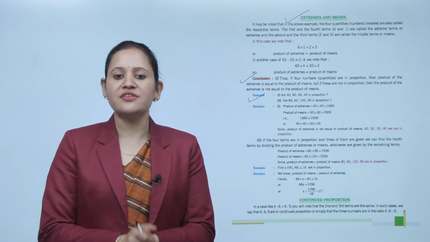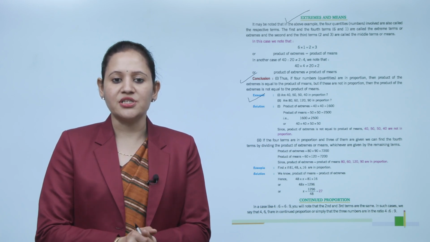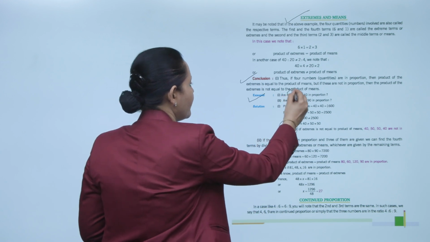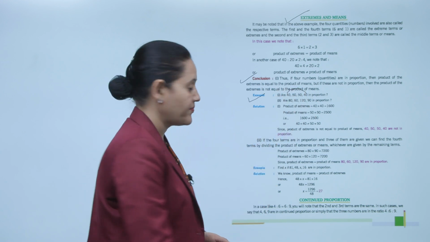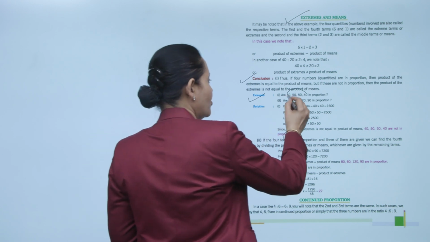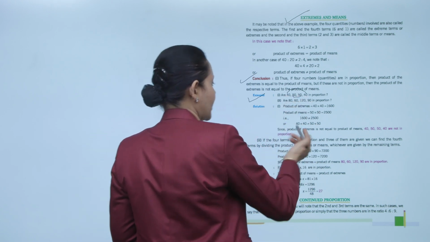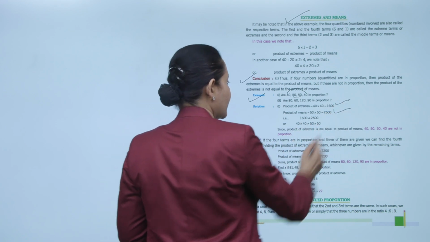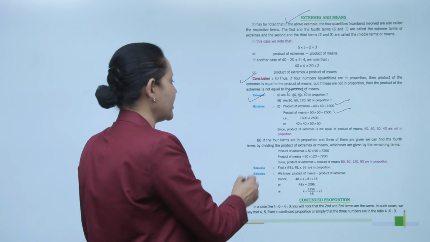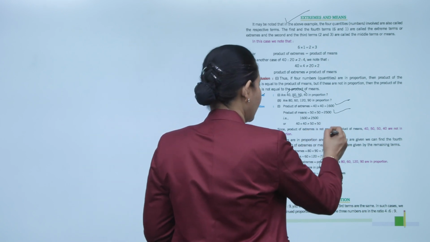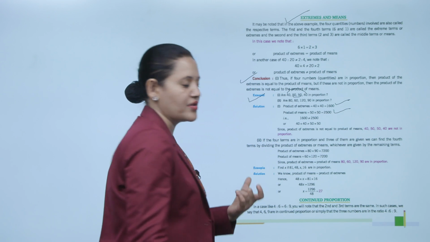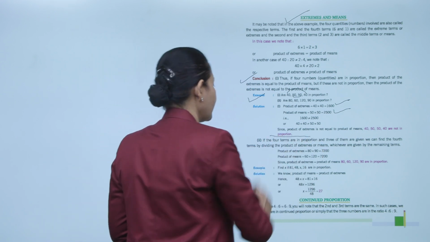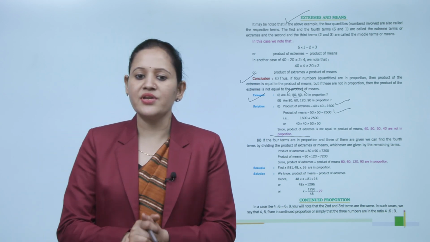Are 40, 50, 50, 40 in proportion? So for that, product of extremes 40 into 40 and product of means 50 into 50, we'll check. So 40 into 40, that is 1600, 50 into 50, that is 2500. So they are not equal, that means they are not in proportion. Clear? Since the product of extremes is not equal to the product of means, they are not in proportion. So this way we can check.